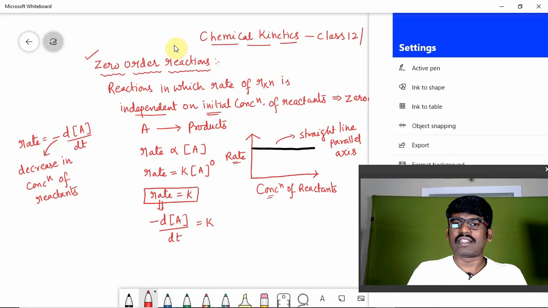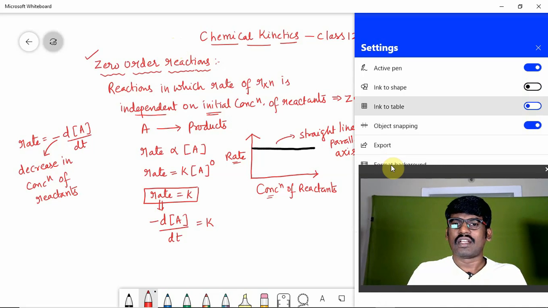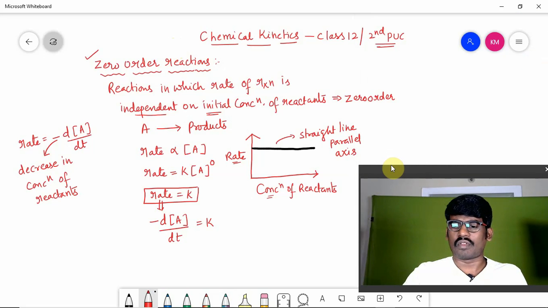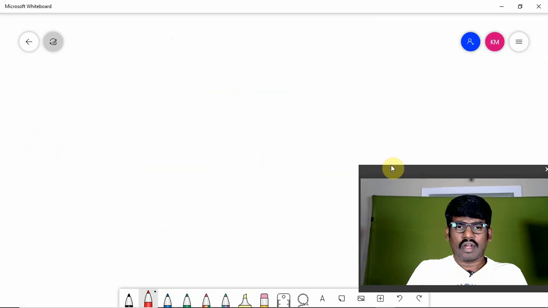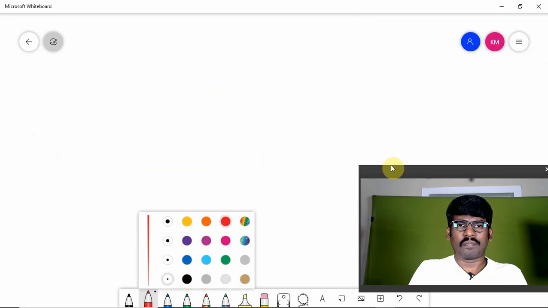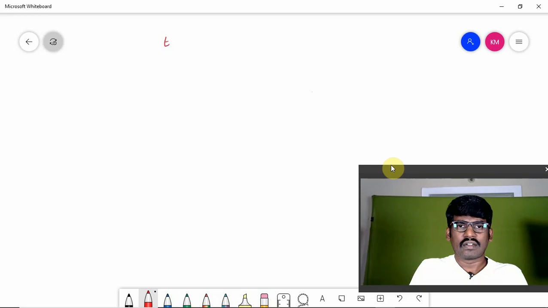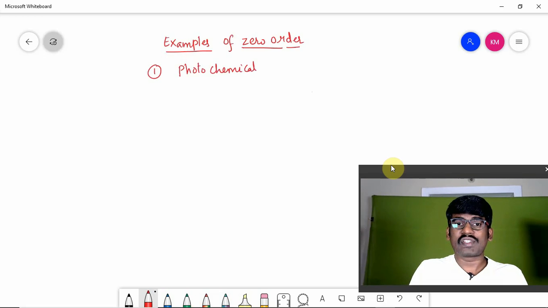Let's talk about the examples. What are the examples we have? Let's see the examples here. Examples of zero order reaction. The first example is photochemical reactions. Photochemical reactions are the best examples of zero order reactions.